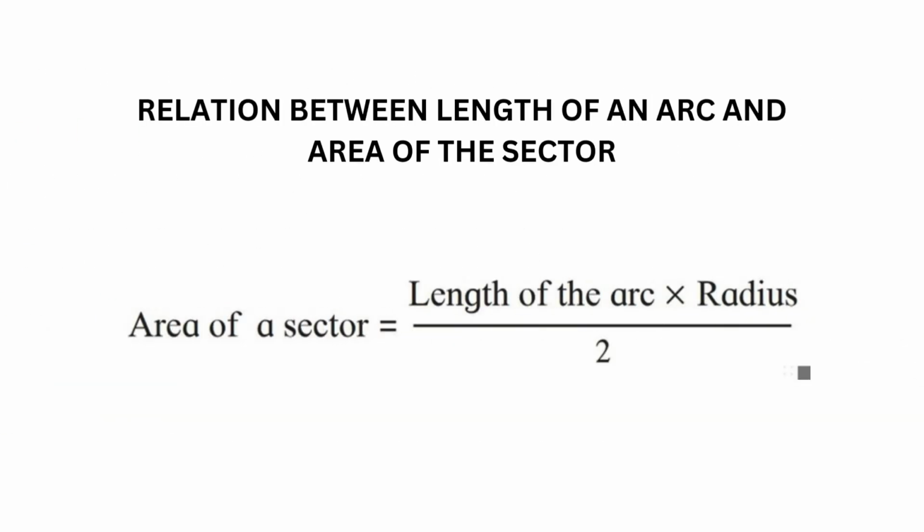Relation between length of an arc and area of the sector. Formula: the area of a sector can be calculated using the arc length and the radius. This is read as the area of a sector equals the length of the arc multiplied by the radius, all divided by 2. Note, if you let A represent area, L represent arc length, and R represent radius, the formula is A equals L times R divided by 2.